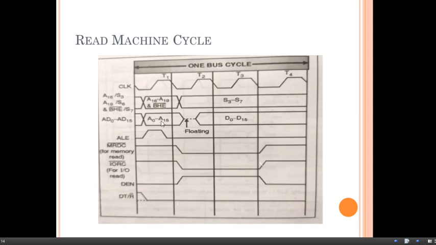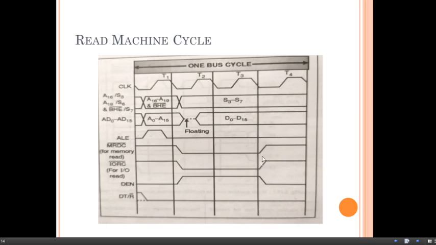Now, once that address is latched and these A0 to A15 means AD0 to AD15 lines are floated, so that either the memory or IO device will get the time to read that address, and accordingly the data from that memory location or IO port can be read, and it will be put on these AD0 to AD15 lines. Now on these lines the data is available. So this happens in near about T3 clock cycle.